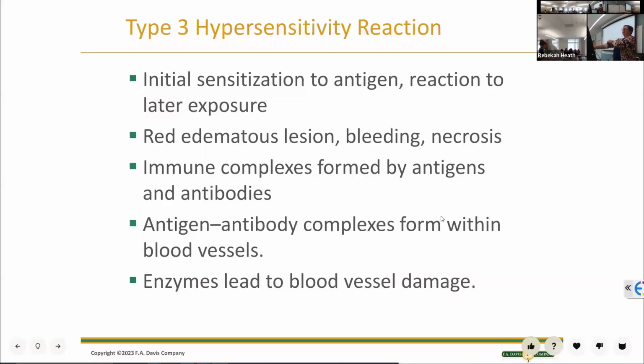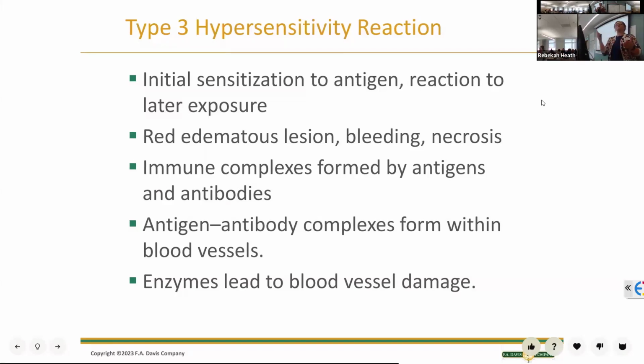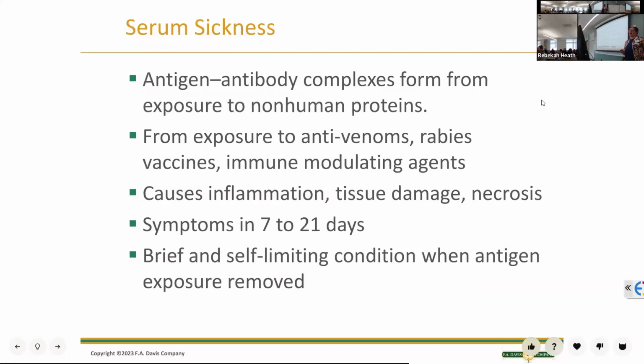All right, so type 3 hypersensitivity reactions, that's where you have an initial exposure to something, but then your reaction can happen much later. It's not the same as that anaphylactic or the reaction where you have kind of that immediate reaction. Not going to get into it more than that.